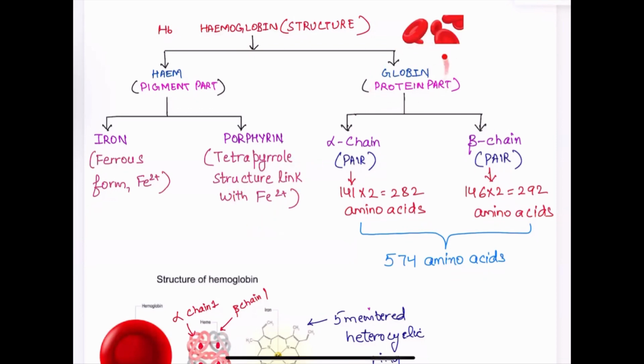Whereas globin is a tetramer made up of 2 alpha and 2 beta chains. Each alpha chain is made up of 141 amino acids, which makes the total of 282 amino acids. And each beta chain is made up of 146 amino acids, which makes a total of 292 amino acids. In total, both alpha 2 and beta 2 chains make up 574 amino acids.